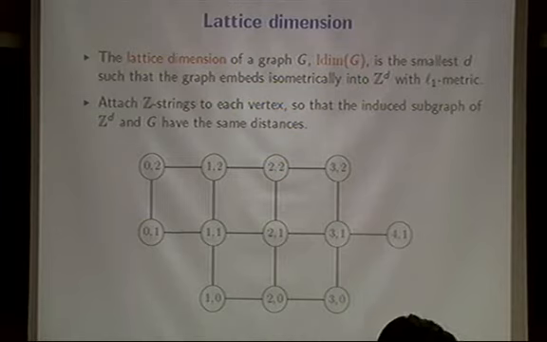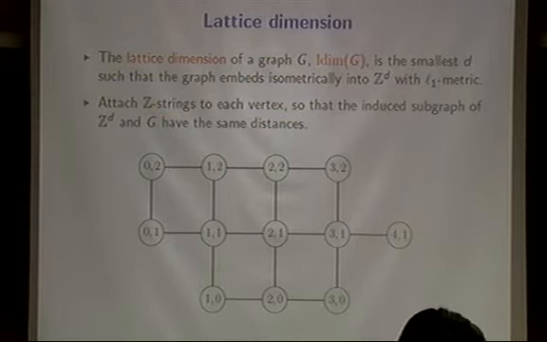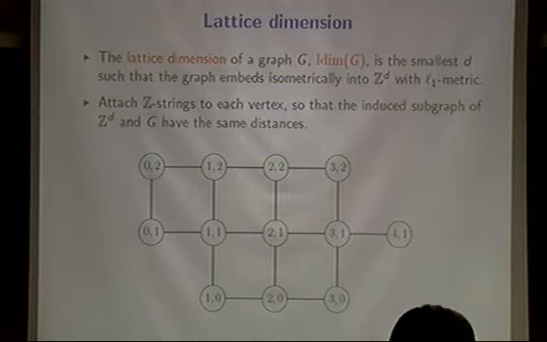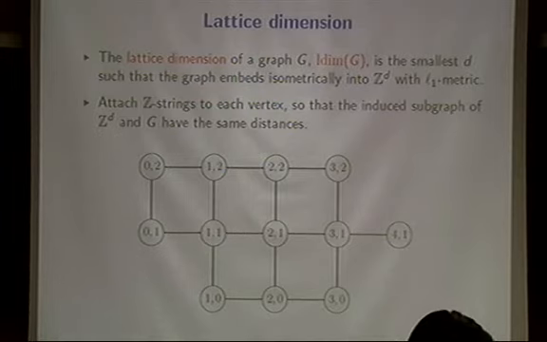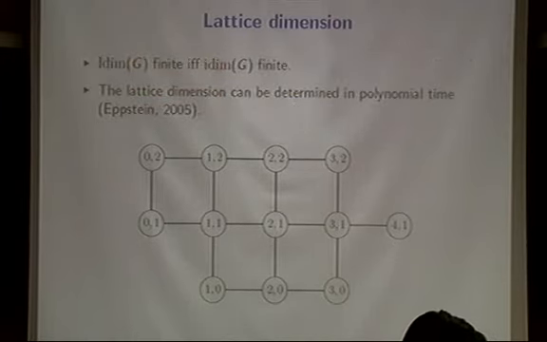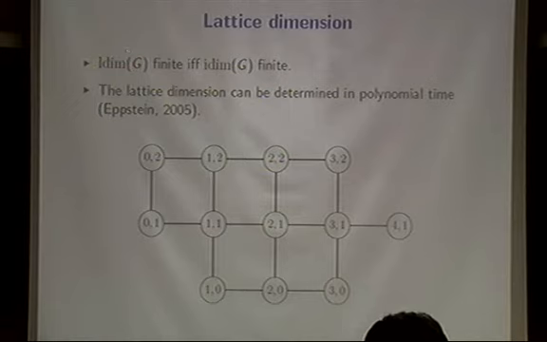Okay? So this is the lattice dimension. We can think of this like before. What we want is to attach to each vertex a string with integer values in each coordinate, such that the induced subgraph of Z^d with the L1 metric and G have the same distances. Okay, so this is very intuitive. Something that is perhaps not so clear: the lattice dimension is finite if and only if the isometric dimension is finite. So basically, the lattice dimension is finite only for partial cubes. We'll give you the proof in a second.